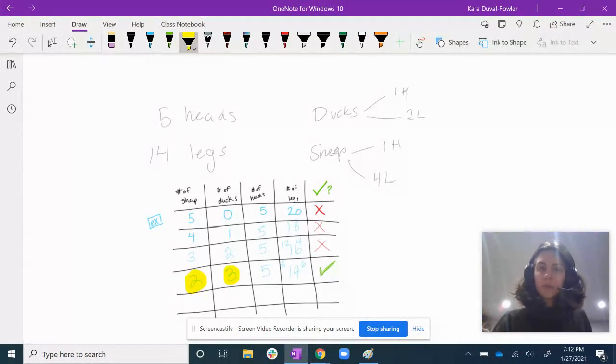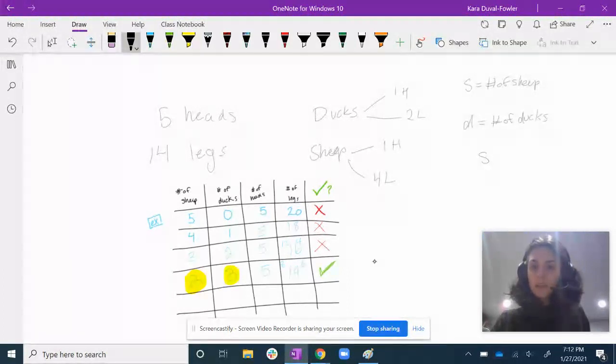2 sheep, 3 ducks. And if we wanted to write this, we could say that if S is the number of sheep, and if D is the number of ducks, then S is equal to 2 and D is equal to 3, right? Just using variables to represent that relationship.